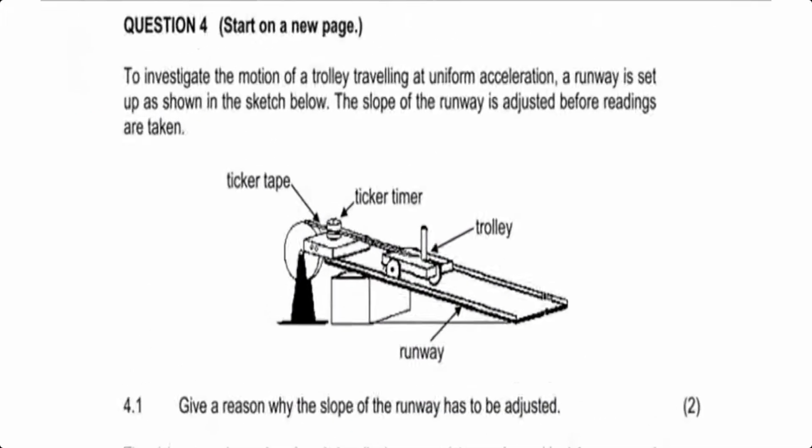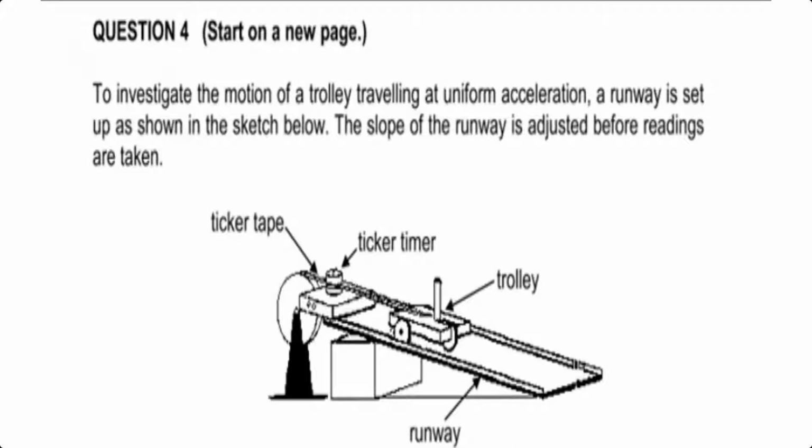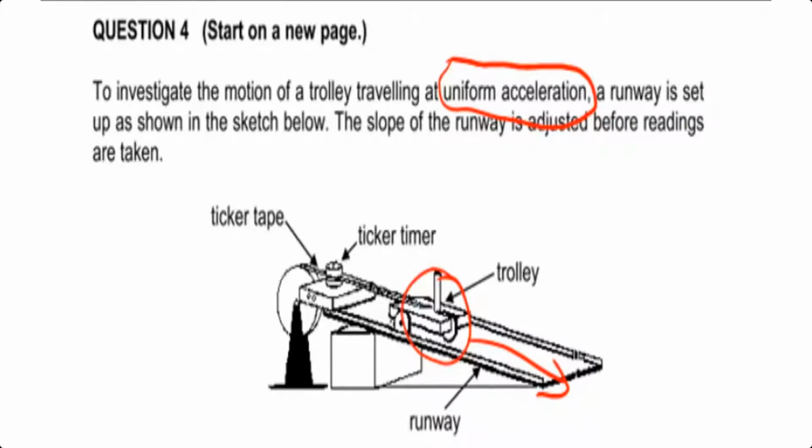This question asks about investigation. We investigate the motion of a trolley. The trolley travels, here's the trolley, and it's traveling down the slope at uniform acceleration. Here's the runway that the trolley is traveling on. It's set up as shown, and we need to answer these questions.